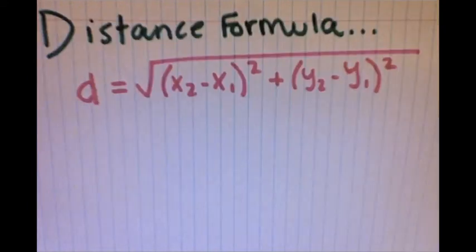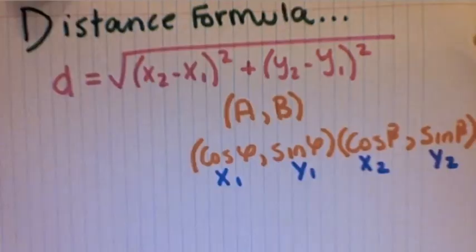Now we're going to try to find the same exact thing, the length of AB, using the distance formula. The distance formula is d equals the square root of (x2 minus x1) squared plus (y2 minus y1) squared. Now you have your two sets of coordinates: A is cosine alpha, sine alpha, and B is cosine beta, sine beta. You can mark up how you want it, either x1, x2 or y1, y2, just be consistent with it.